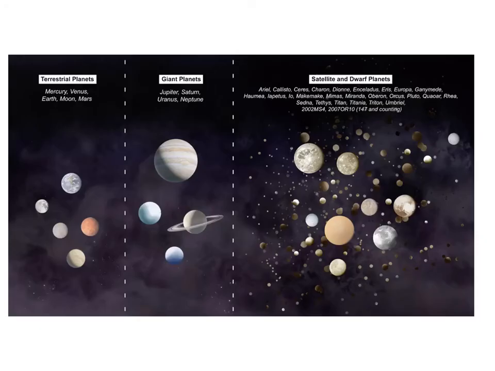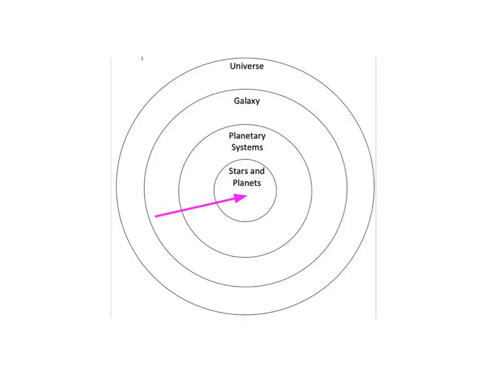Now, just like there's many different types of stars, there's also many different types of planets. We have terrestrial planets, giant planets, satellite and dwarf planets. Now, you have a pretty small section for this part here. This is where you're going to be writing this info. So do make sure that you write a little bit small for this part.